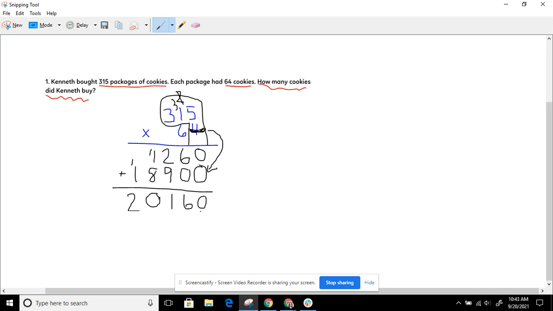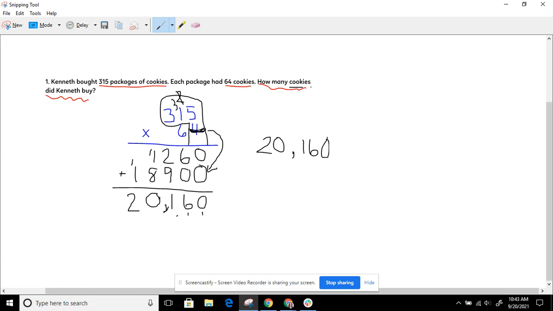Okay, I need to put a comma in here. In order to do my comma, I'm going to count 3 numbers from the right. 1, 2, 3, and then I know my comma goes here. So my answer is 20,160. And what is my units?